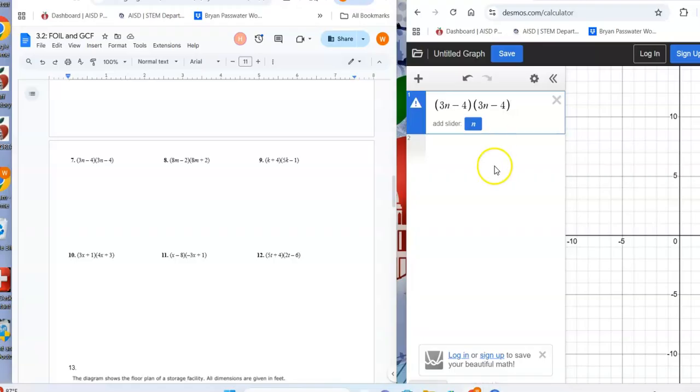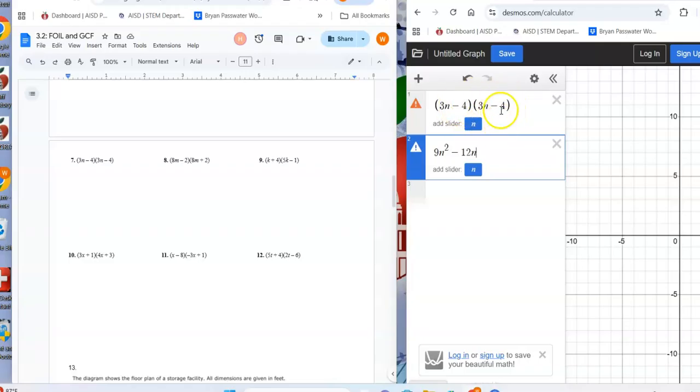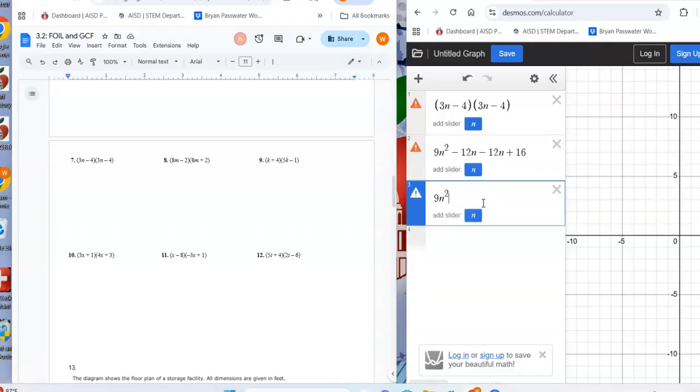So what happens? First up, 3n times 3n is 9n squared. 3 times 3 is 9, n times n is n squared. 3n times negative 4 is negative 12n. Then I do this negative 4 times this 3n, and that also becomes negative 12n. And now I'm doing a negative times a negative, negative 4 times negative 4, which is positive 16. Then the stuff in the middle I can combine. The 9n squared is not combinable with anything, but negative 12n minus 12n is negative 24n, and then plus 16. That would be the answer for number 7.